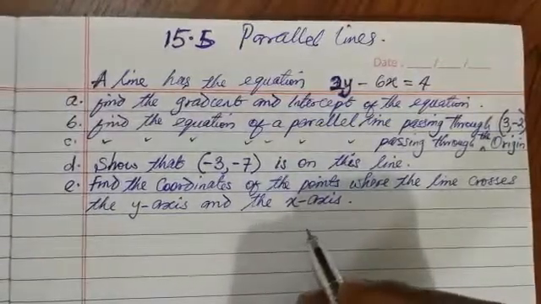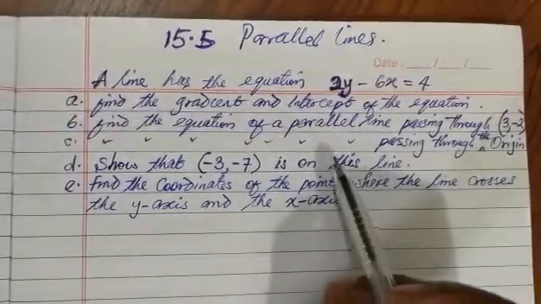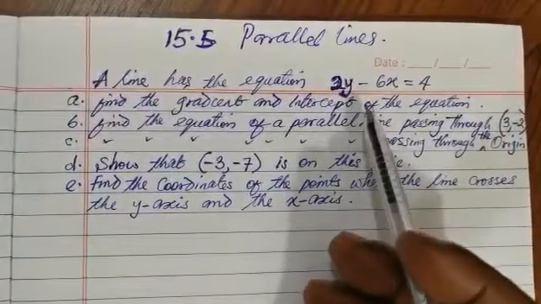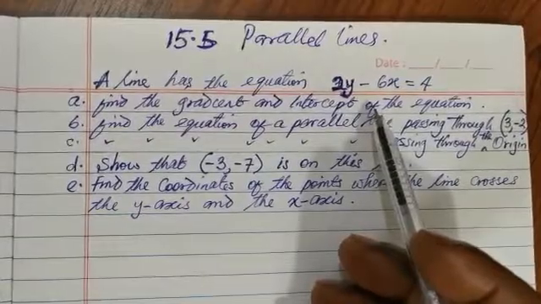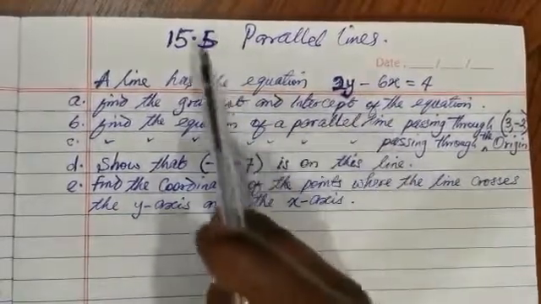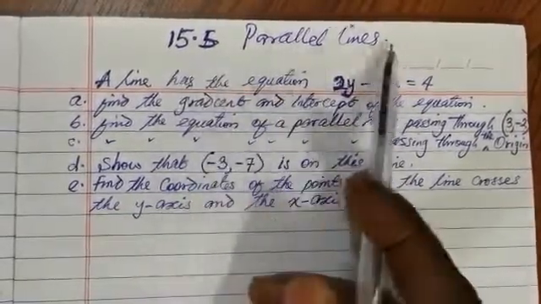Okay, let's look at this question. After solving this question, you can use it to solve the worksheet I will be giving. So yeah, this is 15.5, parallel lines.